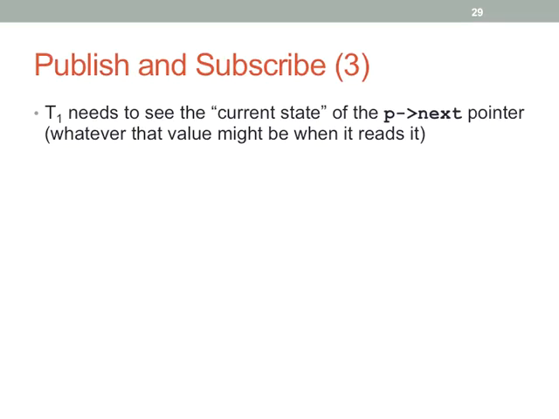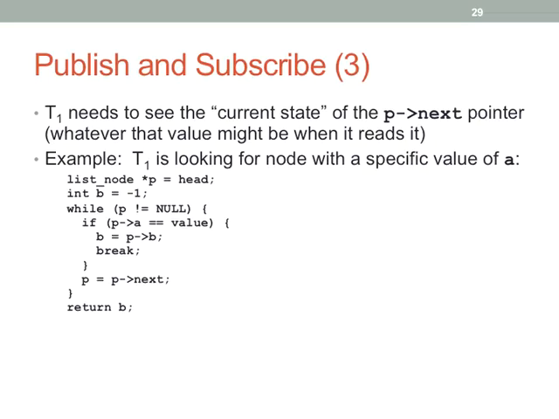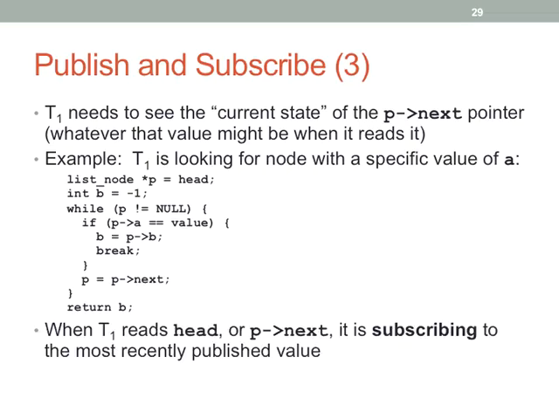Now T1 needs to be able to see whatever the current state is. So again, we need to think carefully about how we actually expose the current state. Wherever we look at stuff, like list node start p equals head, we read the current value of head. That needs to be done in a way that plays properly with RCU. p equals p arrow next, we need that to play properly with RCU as well. So anytime we read those things, we're subscribing to the most recent value that was published by whichever writer wrote last.